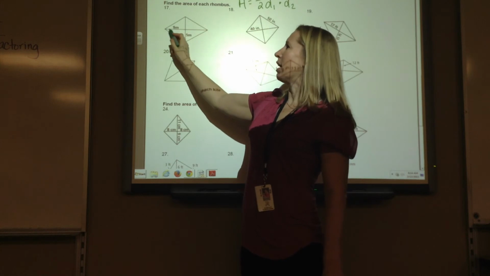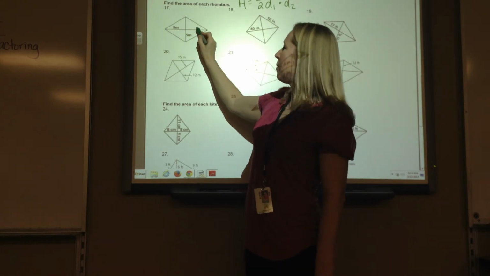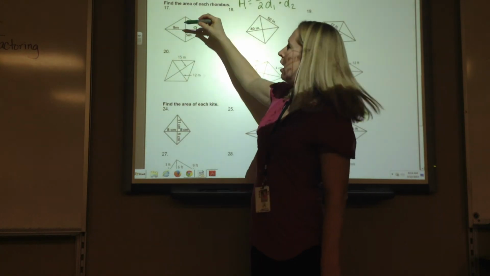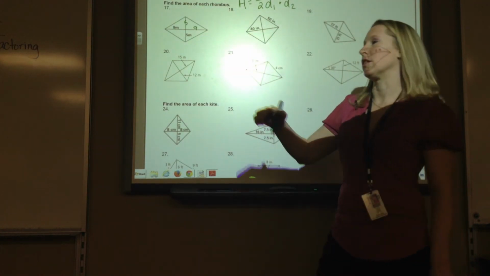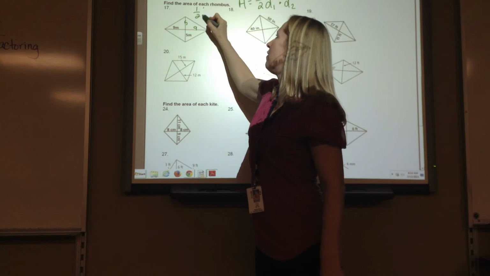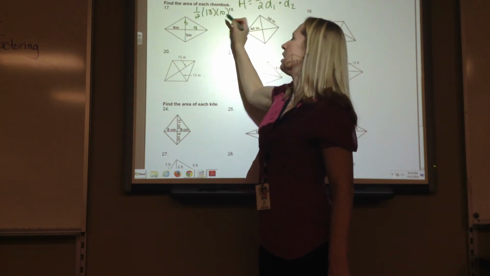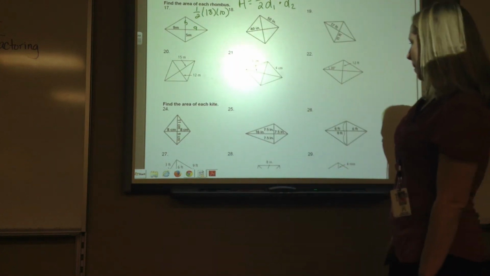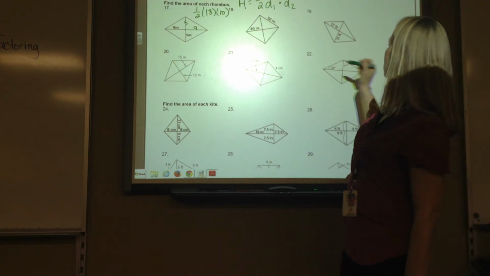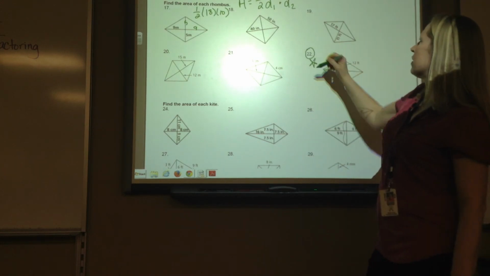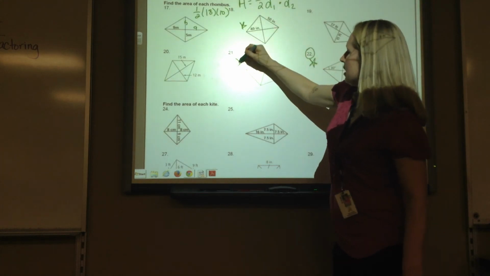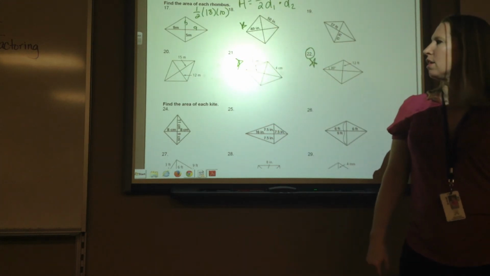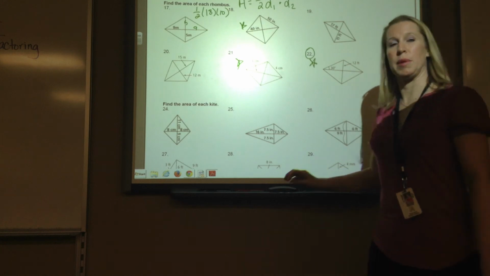Like this little piece right here is just 9. So that makes this piece 9. And this is 5, so that makes this 5. So you have to multiply the whole diagonal. So you'd have to do 1/2 18 times 10 and then solve it. You will have to do 30, 60, 90 triangle on this one, Pythagorean theorem on this one and this one. And I think all the others are pretty self-explanatory.